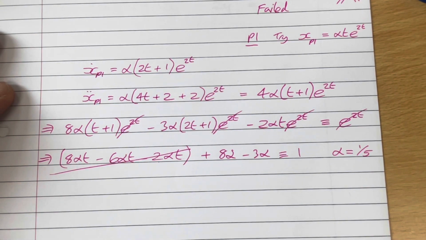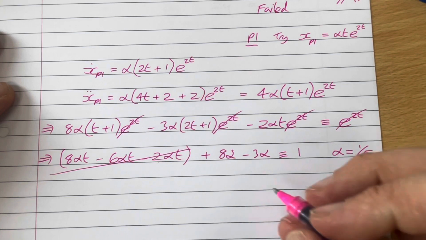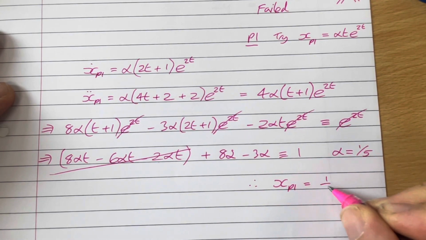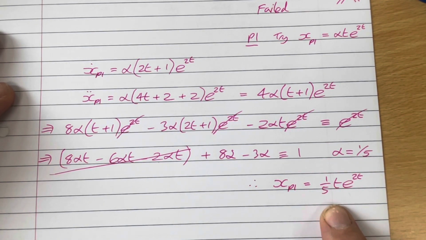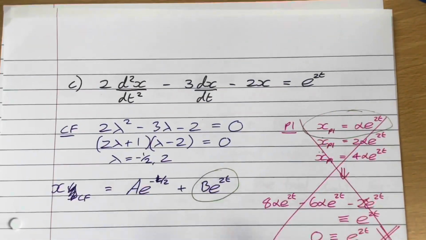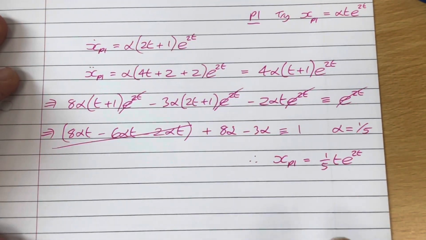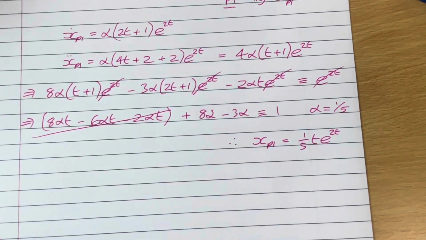Now I've got alpha as a fifth. I can take that and put it back into here to give me my particular integral. So xpi is a fifth times t e to the 2t. This particular integral now works. If I take this and run it through this left-hand side, it will always be e to the 2t. Okay, and now I've got our complementary function and a particular integral, I can now state my general solution.